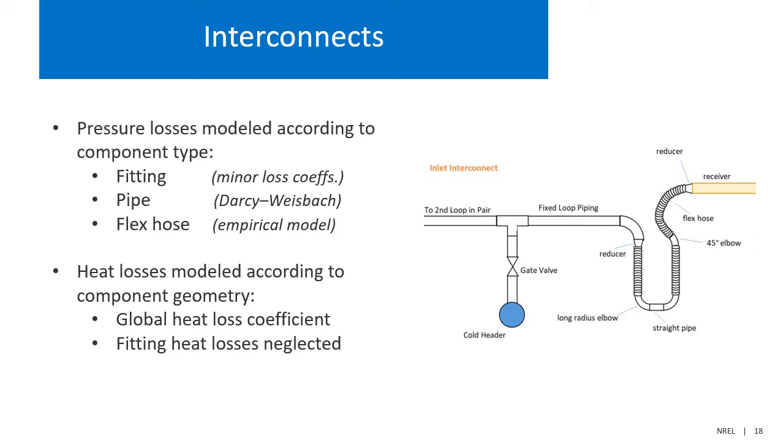The pressure drops of the interconnect components are modeled according to their type, using minor loss coefficients for fittings, the Darcy-Weisbach friction factor relationship for piping, and an empirical model for flex hoses. Heat losses are only considered for piping, which was the recommendation by our industry partner, as they are relatively negligible. And this piping heat loss is calculated according to its outside surface area and a global heat loss coefficient, just like before.